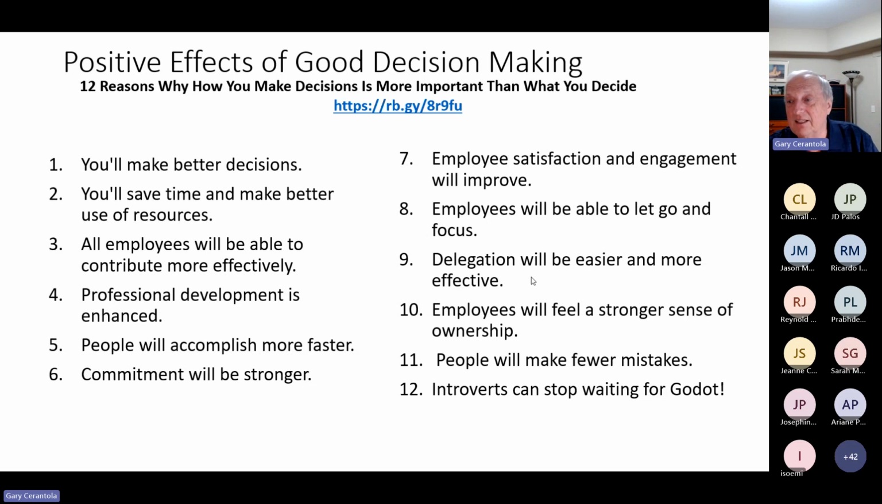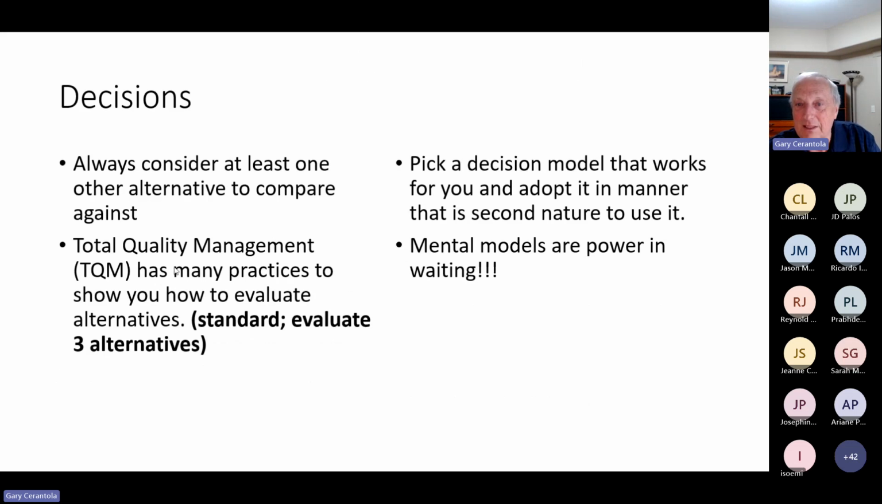And then delegation will be easier and more effective. Employees will feel a stronger sense of ownership. It's all about buy-in. It's all about alignment. People will make fewer mistakes. And this one here: introverts can stop waiting for the big win or some special thing to happen, if you do have this key model. So that's really, really important.